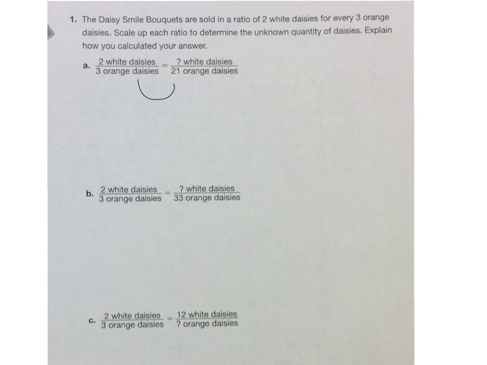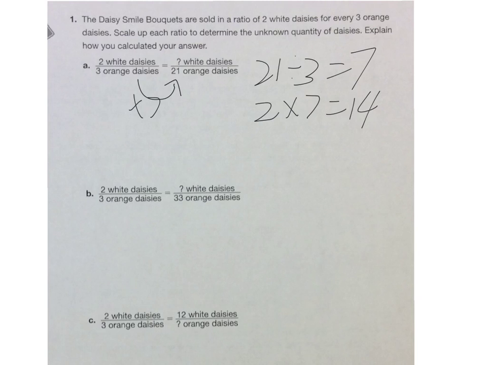So I think, how do I get from 3 to 21? I can do 21 divided by 3, which is 7. So I know it's times 7. Then I do the same on the top, 2 times 7, which equals 14. So it would be 14 white daisies and 21 orange daisies.